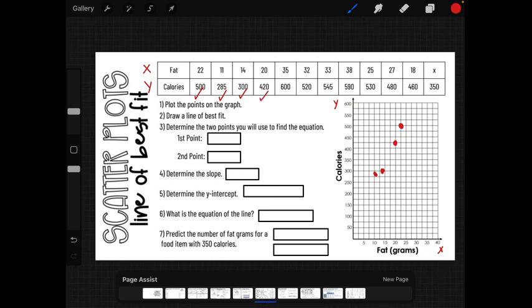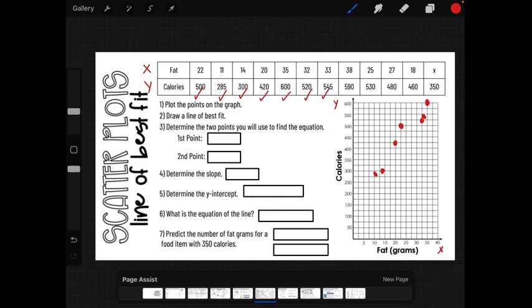Next is 35 and 600. 35 is on our x-axis, 600 is all the way up at the top. 32 is in between 30 and 35, and then go up to 520, which is in between 500 and 550, so we can put a point about here. 33 and 545, so that's very close to the point we just made.